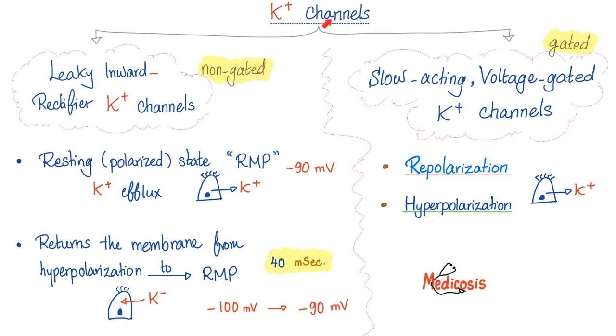The non-gated potassium channels are called the leaky, inward rectifier potassium channels. How about the gated? We call them slow-acting, voltage-gated potassium channels, and remember they have one gate. They are the old traditional door. What are the functions of the leaky inward rectifying potassium channels? Okay, it lets the potassium out during the resting membrane potential. This is called potassium efflux.